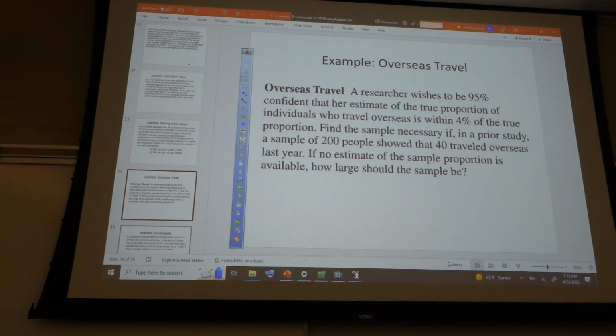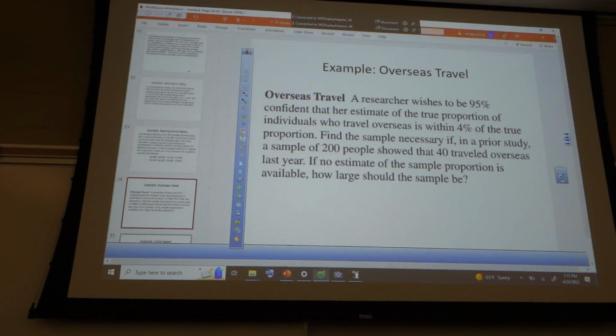Yeah, go ahead and read. A researcher wishes to be 95% confident that her estimate of the true proportion of individuals who travel overseas is within 4% of the true proportion. Find the sample necessary if, in a prior study, a sample of 200 people showed that 40 traveled overseas last year. If no estimate of the sample proportion is available, how large should the sample be?